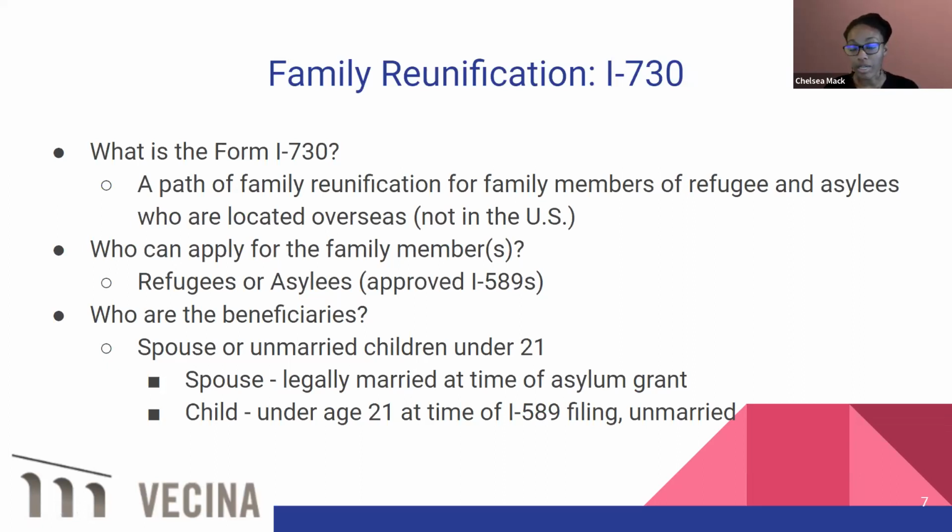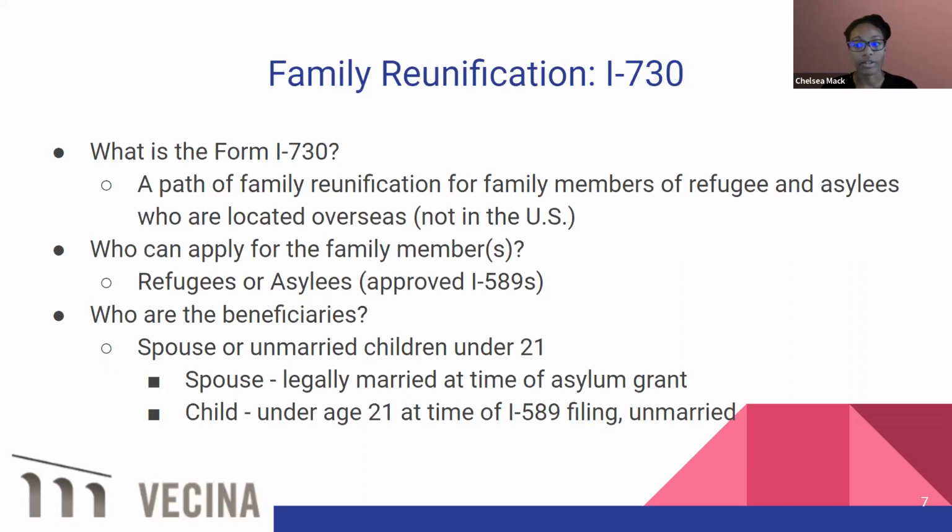What we're talking about today is mainly asylees, because that's all we've been working with, those who are applying for asylum. But who can apply for this petition on behalf of their family member is a refugee or an asylee. Asylee, just to make sure everyone's on the same page, means that you have an approved I-589, which is an application for asylum.